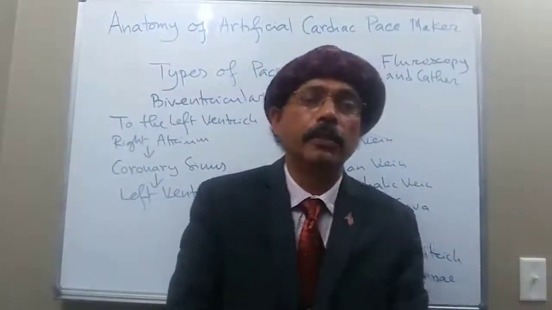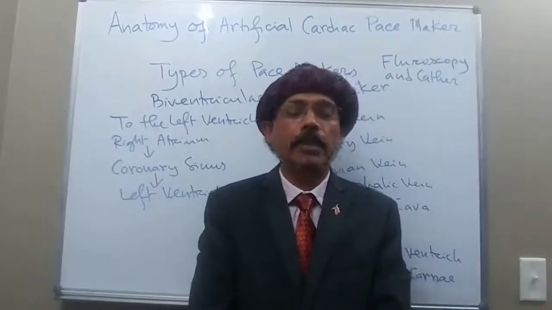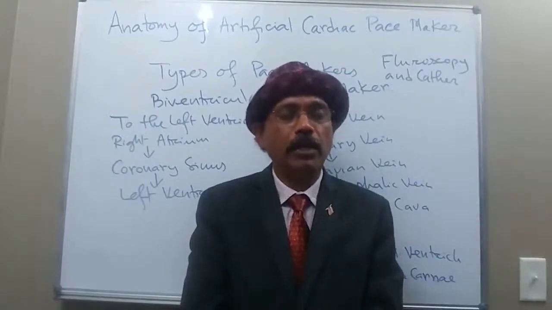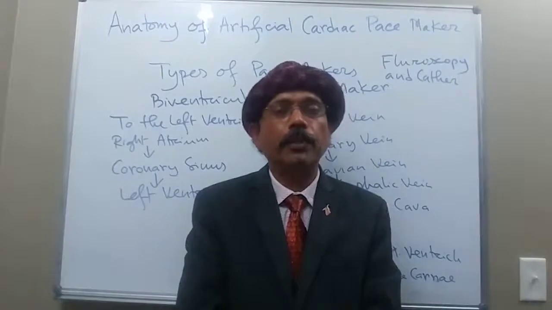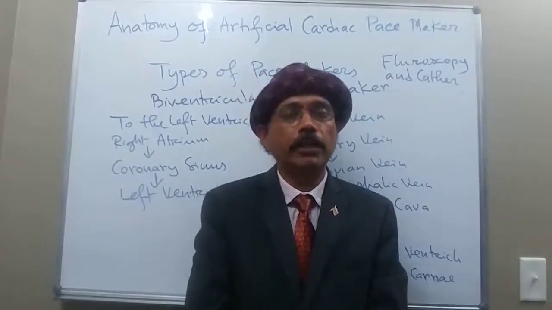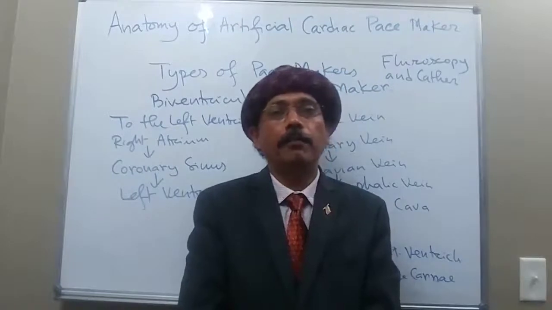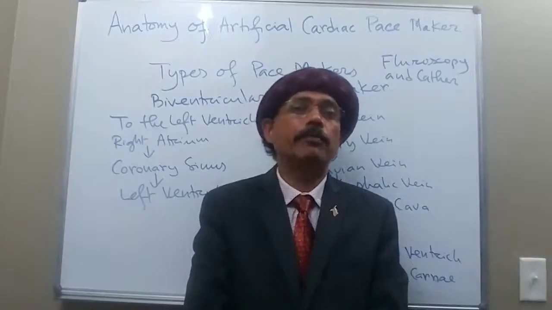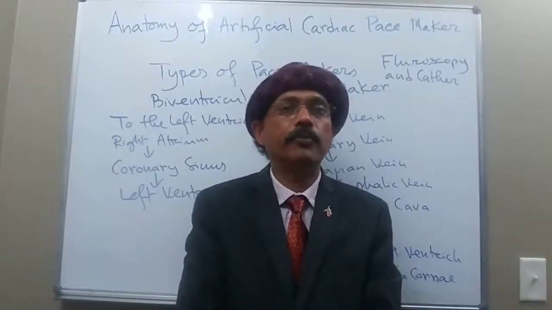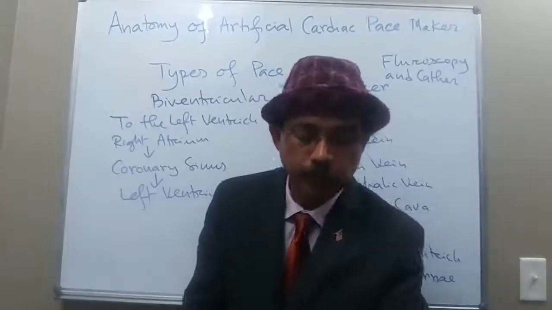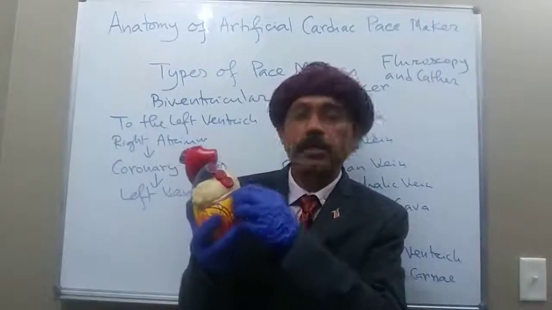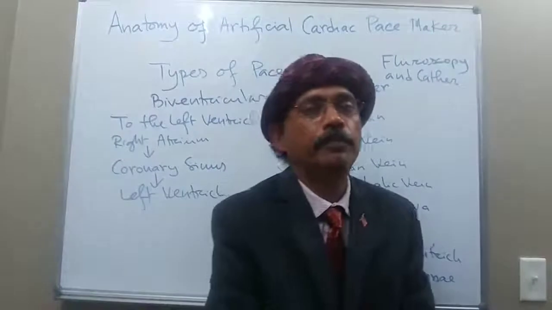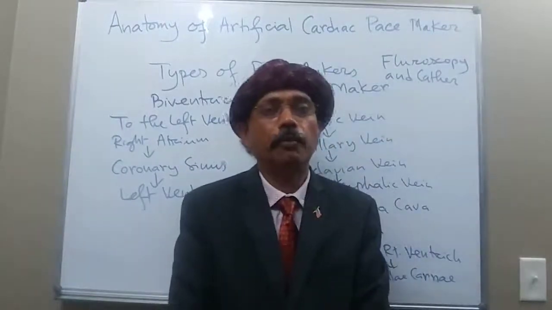So we have learned the indications, the natural pacemaker, the indications for placement of an artificial pacemaker, different types of pacemaker, and how we can go to the right atrium, right ventricle and left ventricle. Especially for the left ventricle, we must go through the coronary sinus from the right atrium, through the opening of the coronary sinus, and it should go posteriorly here and penetrate the left ventricle. So that's all about the anatomy of artificial pacemaker placement.